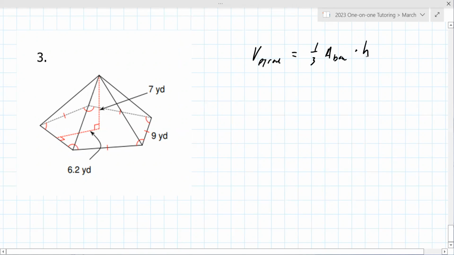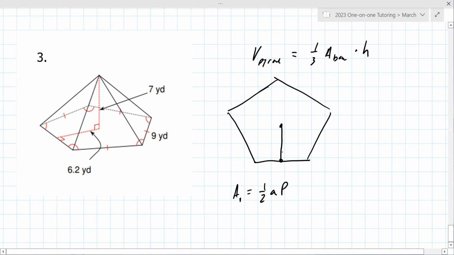The base this time is a pentagon, and the area of the pentagon is 1/2 the apothem times the perimeter. If they give you this information, are they giving you the apothem? Are they giving you the perimeter? Can you calculate one or the other? They're giving us the apothem.